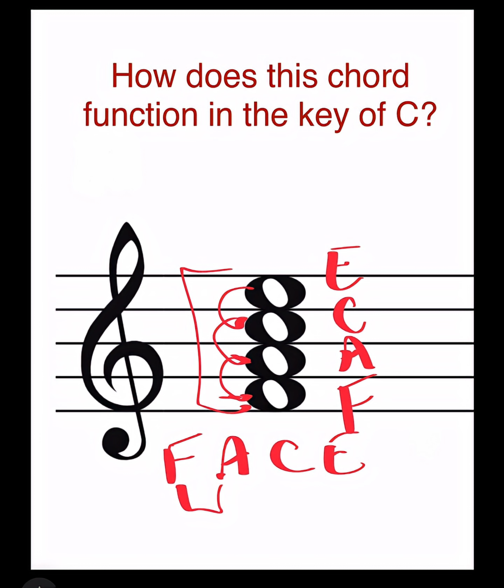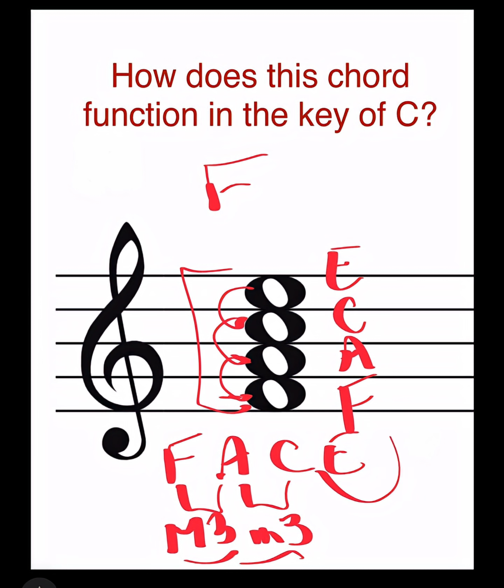F up to A, you want to look at the distance between those notes. That's a total of 4 half steps. That is a major third. And then A up to C, that's a total of 3 half steps. So that is the recipe for a minor third. And when you have a major third plus a minor third, that is the formula for a major chord. So this chord here is an F chord or an F major chord.